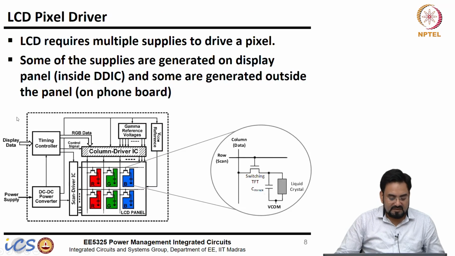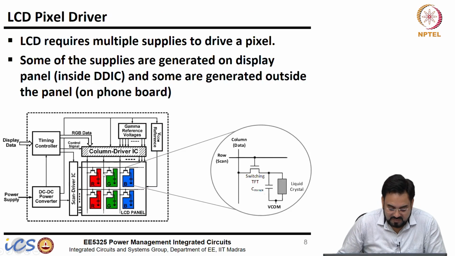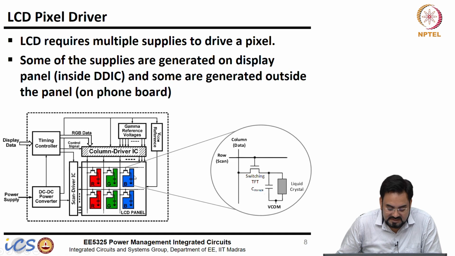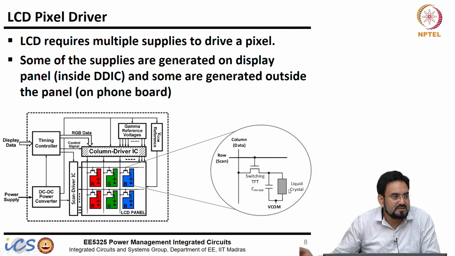So, LCD pixel driver. As we know, this display consists of multiple pixels, and each pixel is driven individually with a TFT, which is a thin film transistor, and that acts as nothing but a switch. So, when you turn on this switch, what will happen? You are applying a voltage across this crystal and it will change its orientation.